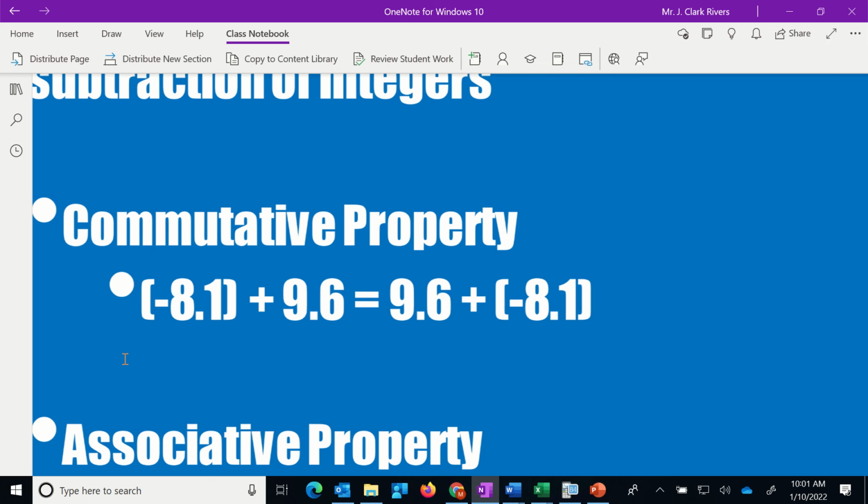Commutative, you should think about what word? Order. The order can change, right? Negative 8.1 plus 9.6 is the same thing as 9.6 plus negative 8.1. We can change the order and nothing happens to the sum, right?